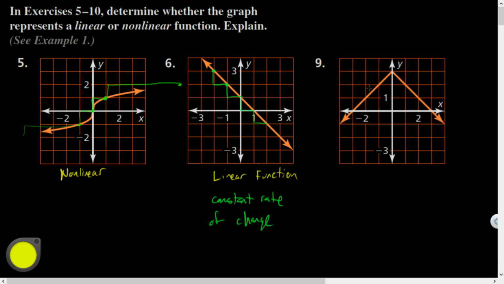And this last one, these look like lines. Is it a linear function? Non-linear. It's got components that are straight, that are rays, but it's got a change in slope, right? We're going up 1 over 1, up 1 over 1, up 1 over 1, and then suddenly we go downhill, down 1 over 1, down 1 over 1. So because there's a change in steepness, it is not a linear function.